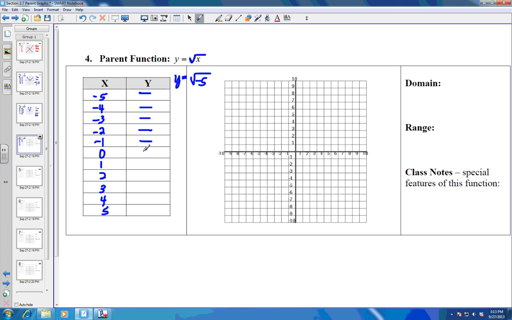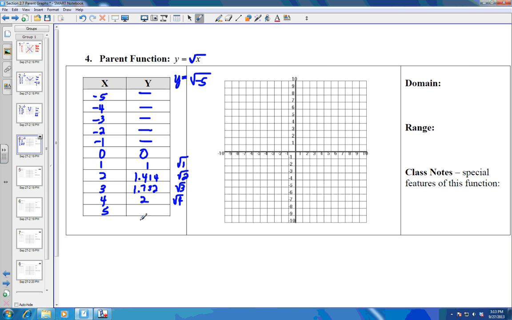Now I can have 0. The square root of 0 is 0. The square root of 1 is 1. The square root of 2, well, I don't know what that is. So if I put it in my calculator, the square root of 2, it gives me this decimal, 1.414. Square root of 3, that's not a perfect square, so it's going to be some weird decimal, 1.732. Square root of 4, we know that, it's 2.